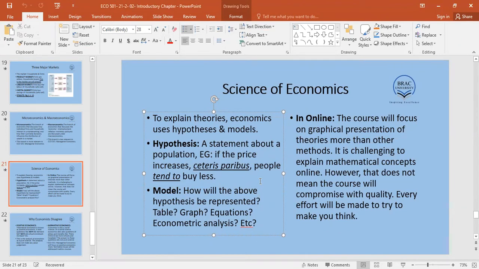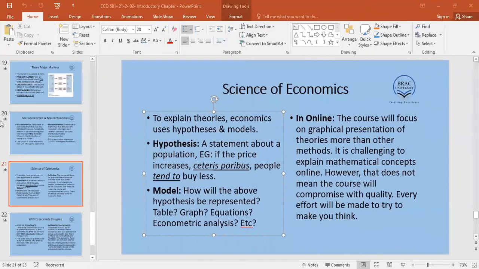Is this logical, this verbal statement? If the price increases, people tend to buy less? Yes, sir. Now, in statistics terms, this is our null hypothesis. If the price of something increases, people tend to buy less. But when it's a festival time, especially during Ramzan, what do we see? The price is increasing, but what happens to the households? Do they stop buying? No. Sir, they carry on buying.